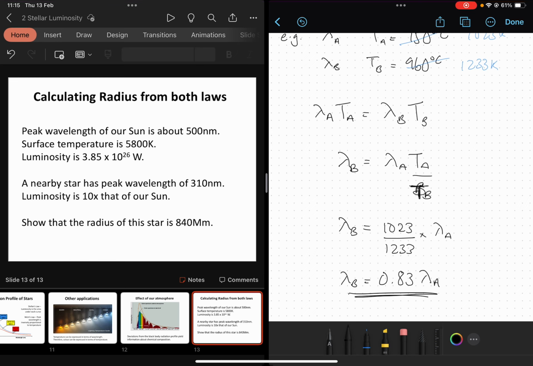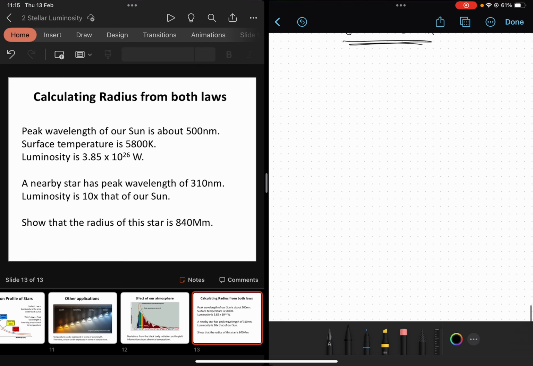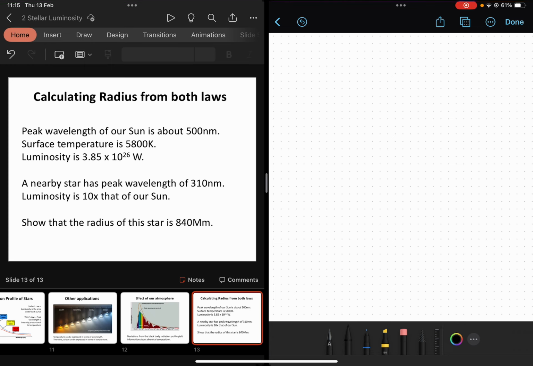Okay, final thing. Once we know temperature and we know power output, we can determine radius. And this is a really powerful thing to be able to do. So we've got two objects. We've got the sun and we have some kind of star. We are told that the peak wavelength of the sun is 500 nanometers. And we're told that the surface temperature is 5,800 Kelvin.